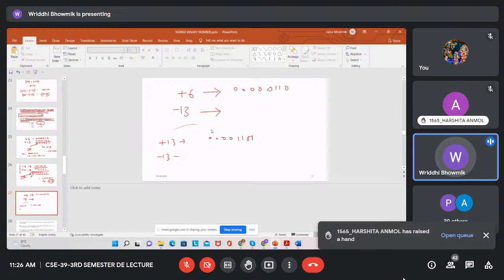And what about -13 in 2's complement form? First the 1's complement, 1, 1, 1, 1, 0, 0, 1, 0, and then you add 1. So you have 1, 1, 1, 1, 0, 0, 1, 1. So this is the 2's complement.